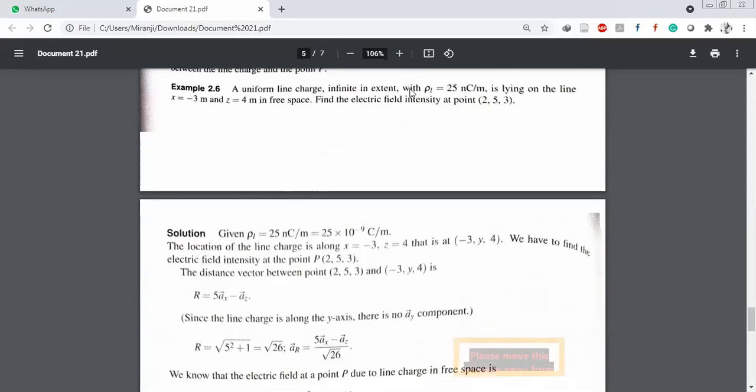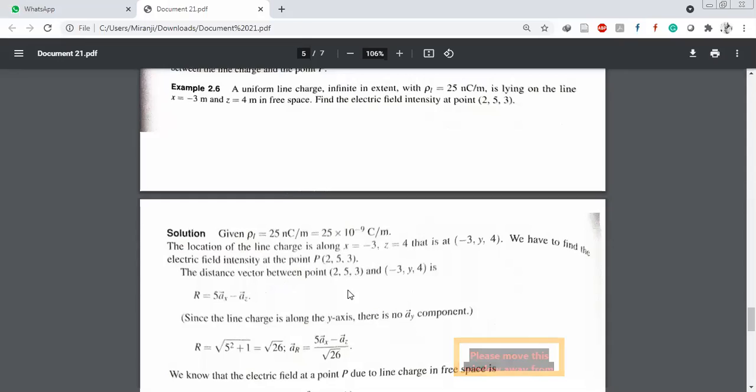So from that problem statement, just list out the requirements. Rho L equal to 25 nanocoulomb per meter. The location of the line charge is along x equal to minus 3, z equal to 4. That is minus 3 comma, x and z terms are there, there is no y term. So minus 3 comma y comma 4. We have to find the electric field intensity at point P of 2, 5, 3.